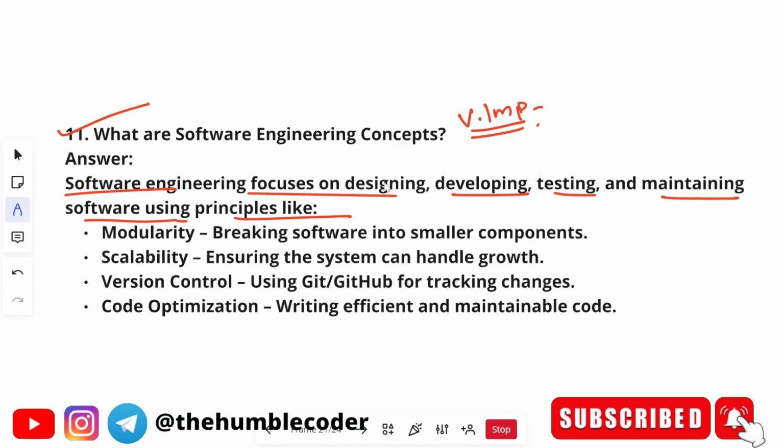Okay, see, first of all, these are very important. These are not just random words. These are phases of the software development life cycle. So you have to tell that: designing, development, testing, maintenance.